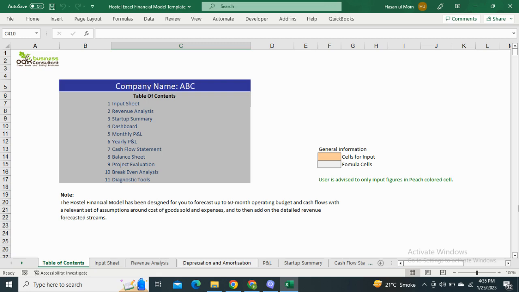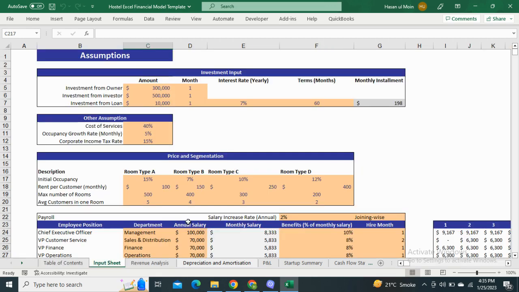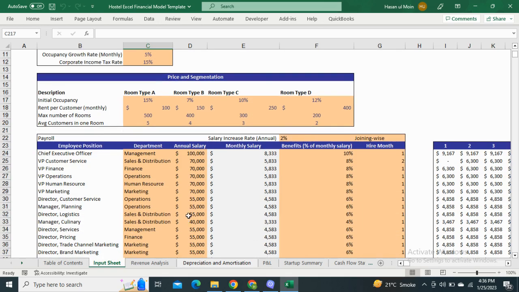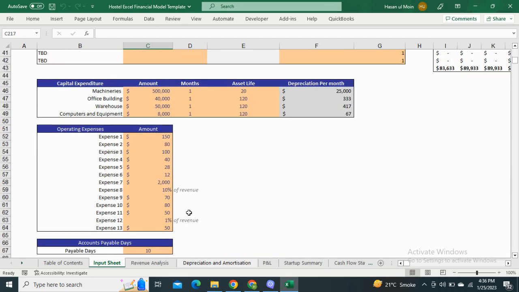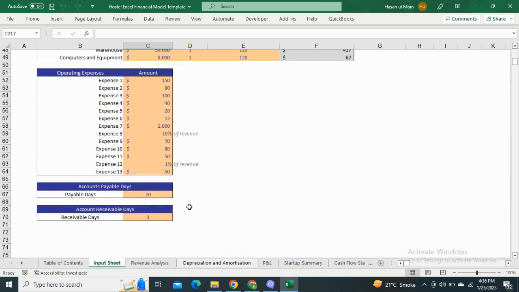for the visual representation. Moving on to the input sheet, it includes the assumptions for the capital structure, the segmentation dependent on room types A, B, C, and D, and the revenue generated from each of these rooms. Input assumptions also include the payroll assumptions, capex, and opex, as well as the payable and receivable assumptions.